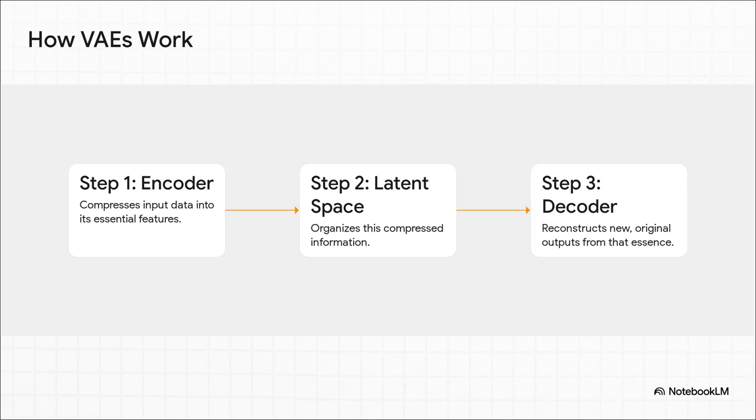So here's how it works. First, an encoder acts like a summarizer. It squishes, say, an image down into just its most important features. This compressed info then lives in a cool place called the latent space. Finally, a decoder grabs that compressed essence and reconstructs a totally new, original output from it. It's kind of like summarizing a book into a few key plot points and then writing a whole new story based only on those points.